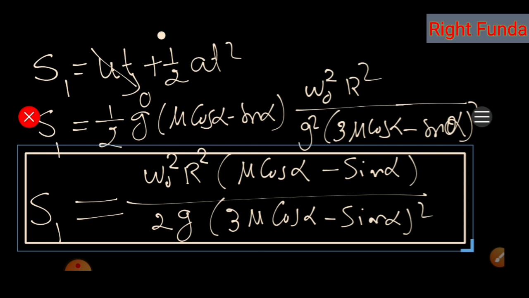We can apply the formula v = u + at, or v² = u² + 2as.